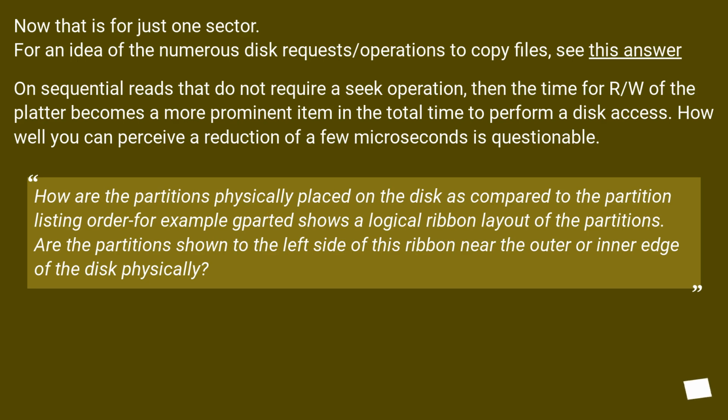How are the partitions physically placed on the disk as compared to the partition listing order? For example, parted shows a logical ribbon layout of the partitions. Are the partitions shown to the left side of this ribbon near the outer or inner edge of the disk physically?